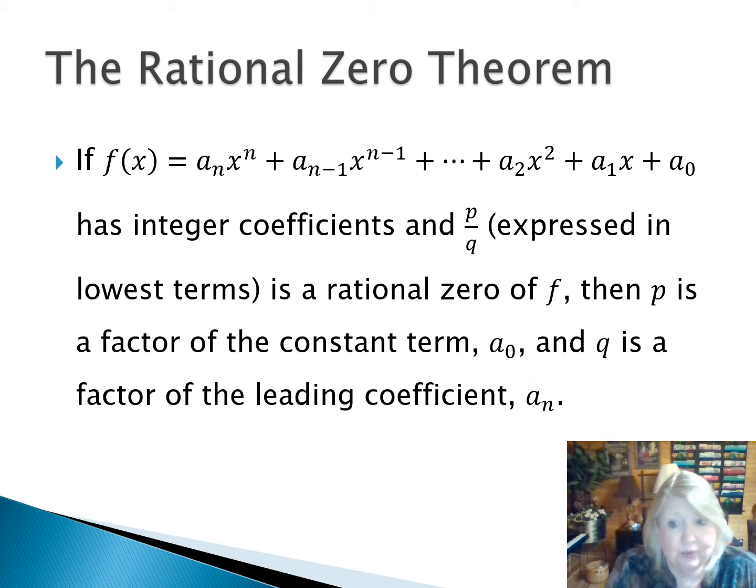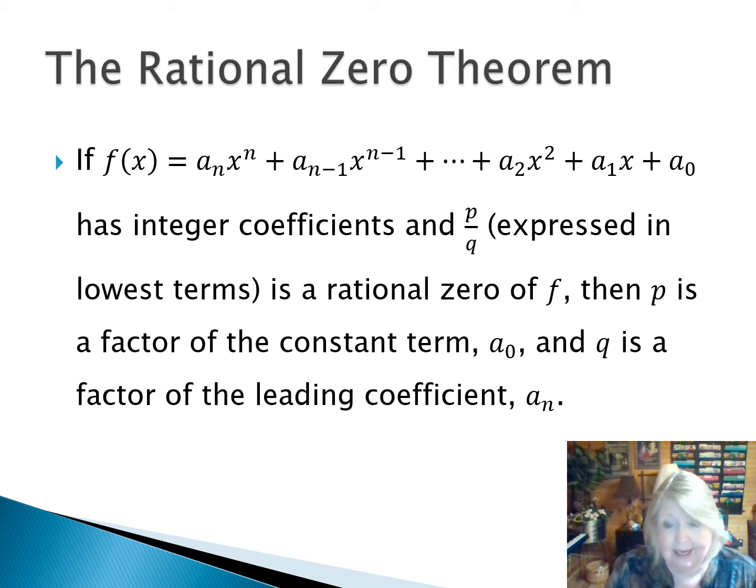So this is what the rational zero theorem says. If f of x is a polynomial function in standard form, meaning descending order on the powers of x, with the subscript of the coefficient equaling the power on x, and if p over q expressed in its lowest terms is a rational zero of f, then p is a factor of the constant term a sub 0, and q is a factor of the leading coefficient a sub n.